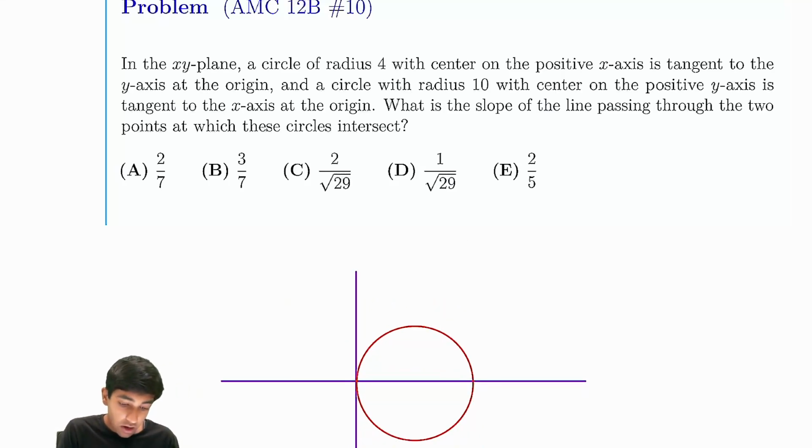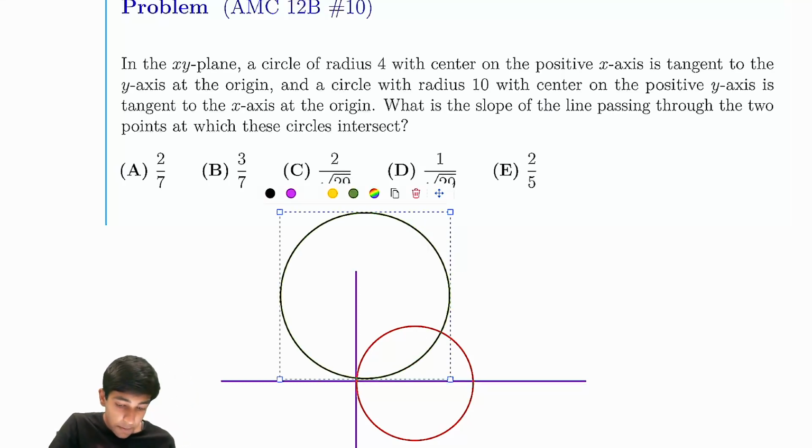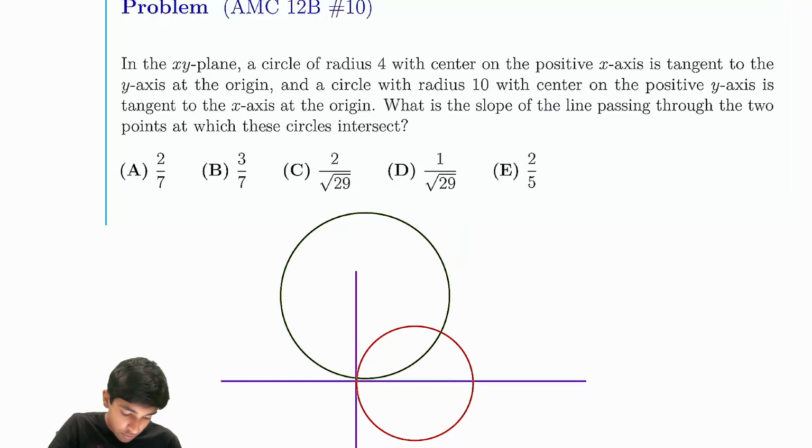A circle tangent to the y-axis at the origin. Circle of radius 10 with center on the positive y-axis is tangent to the x-axis at the origin. So center on the positive y-axis, we got something like this, right? And we're asked to find the slope of the line passing through the 2 points where they intersect. This is an interesting problem.